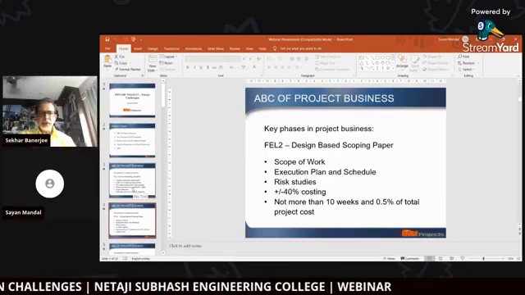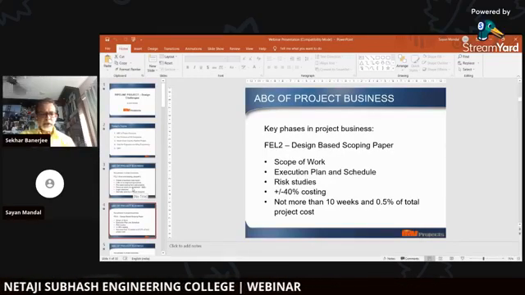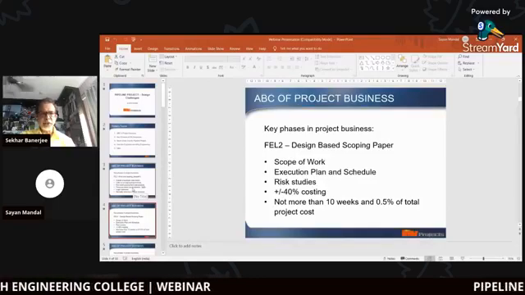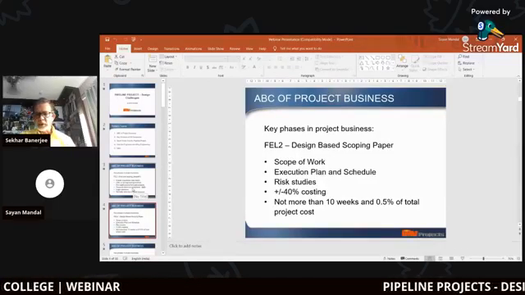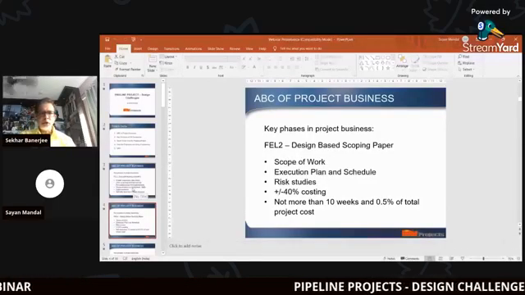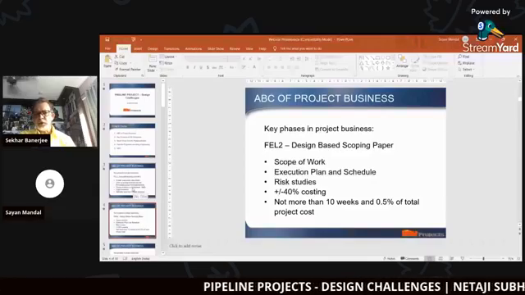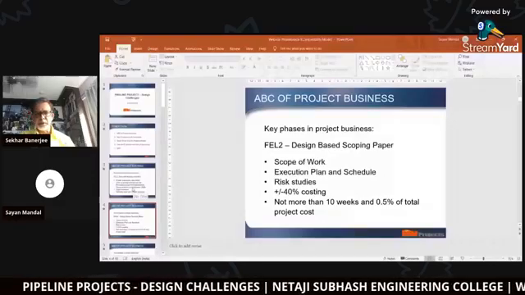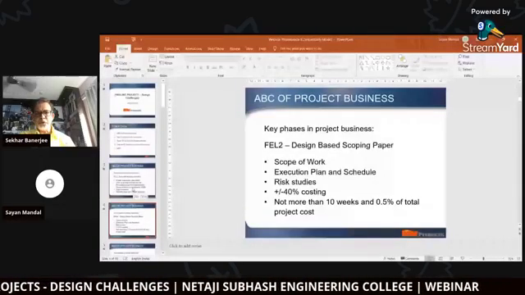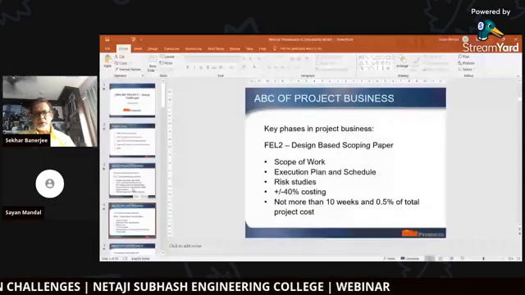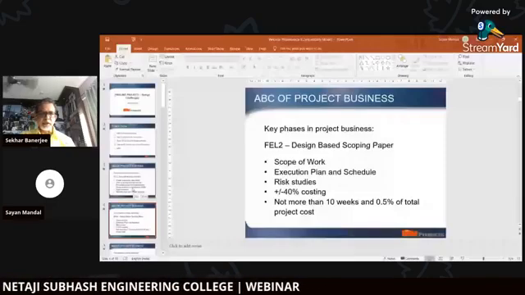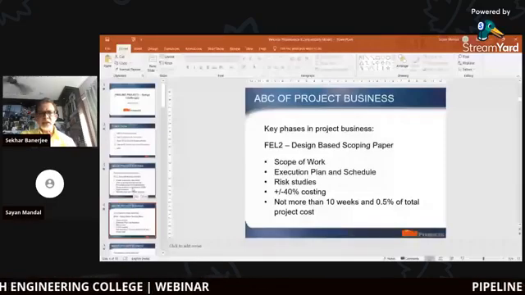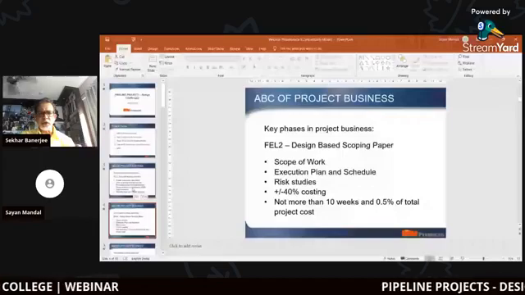And then, if they give the consent, we enter the next phase of the project, which is FEL 2. Now, FEL 2 is sometimes called DBSP, or design-based scoping paper. It defines the scope of work, execution plan, risk studies, and it does a plus or minus 40% costing.